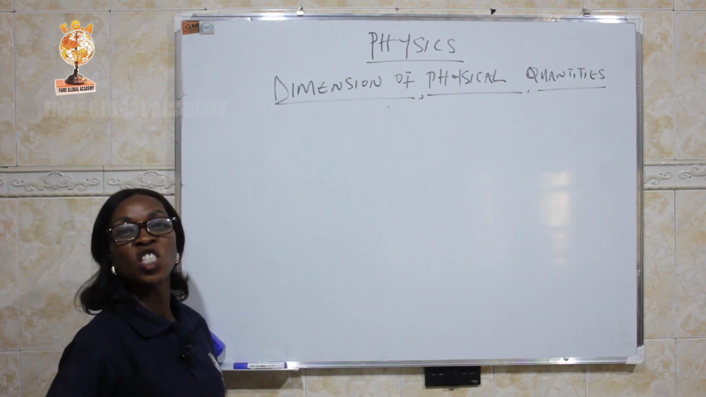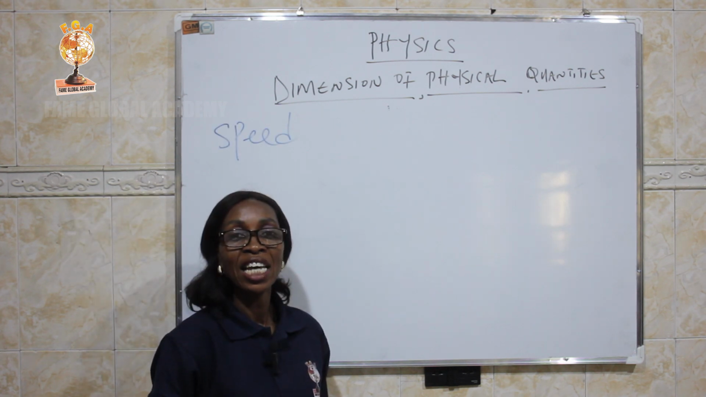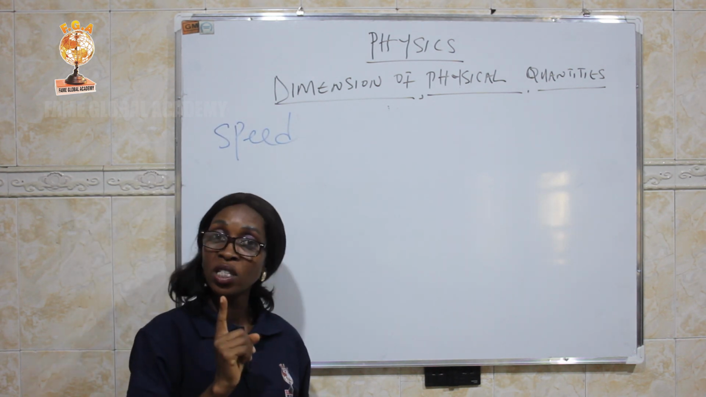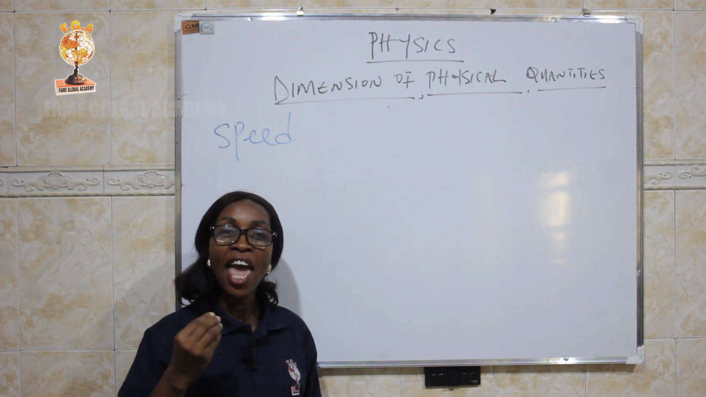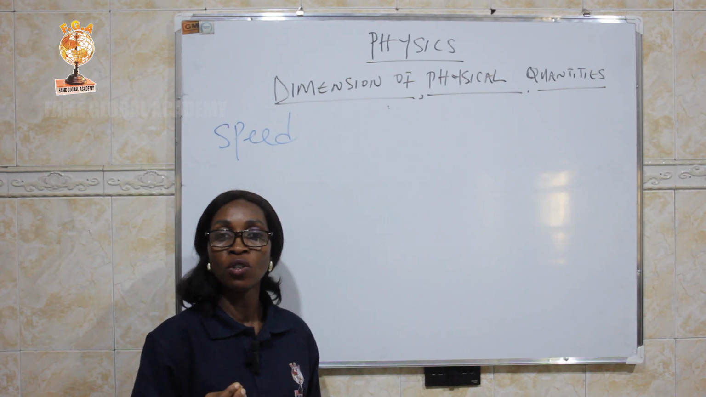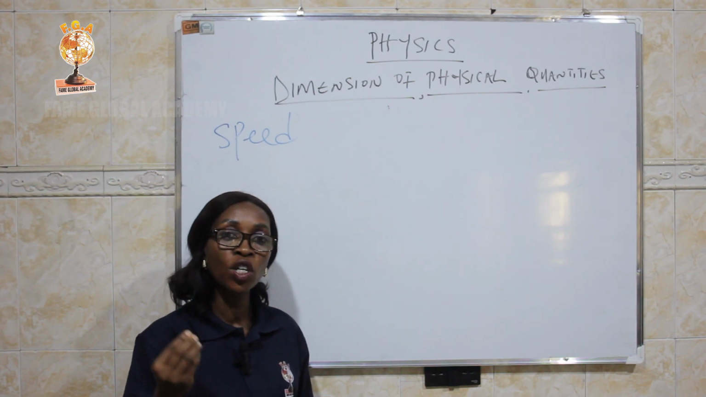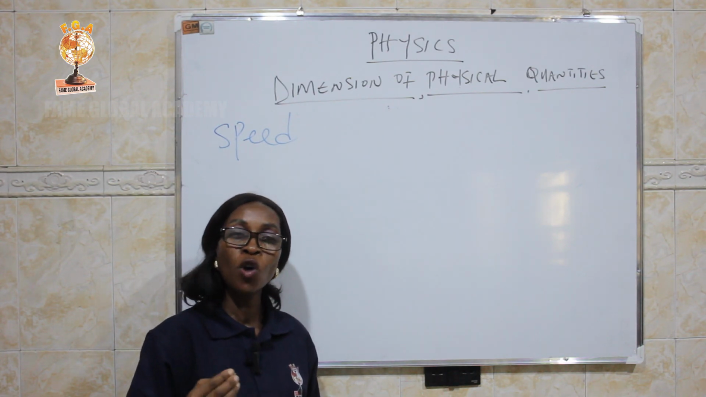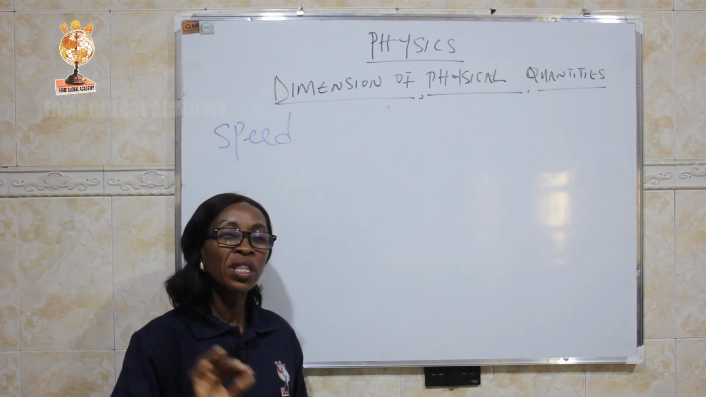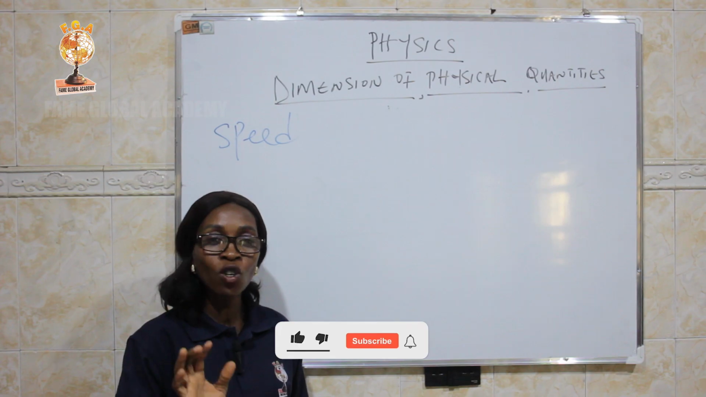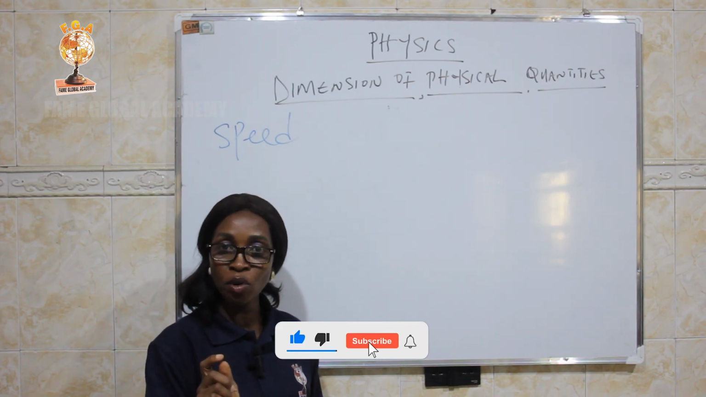Let's take for instance speed. I said that formula is very important in physics. For those who are beginners, learn every definition and every formula you come across when it comes to physics. For those of us who are already preparing for our exams, we are conversant with these formulas. So it's just how to apply them. That's where the problem comes in.